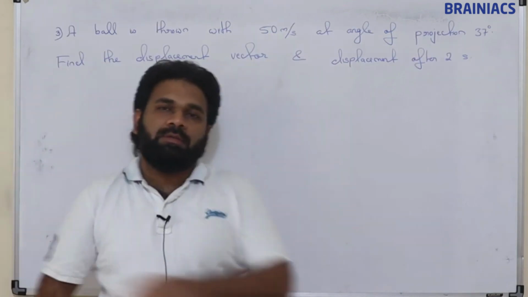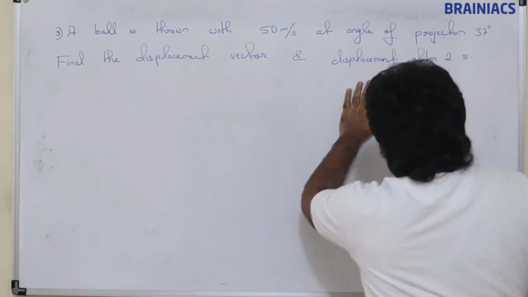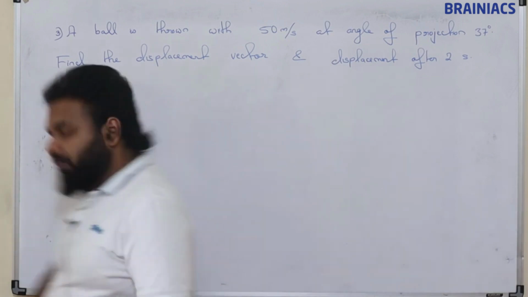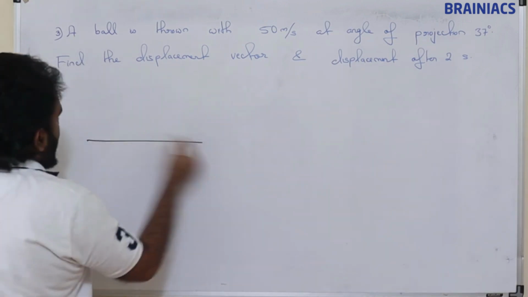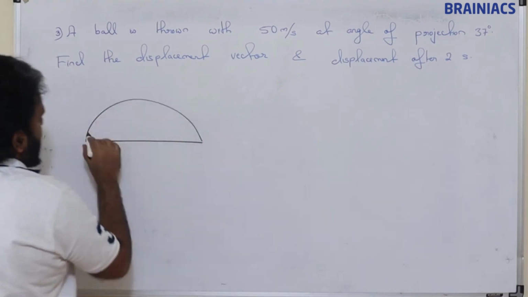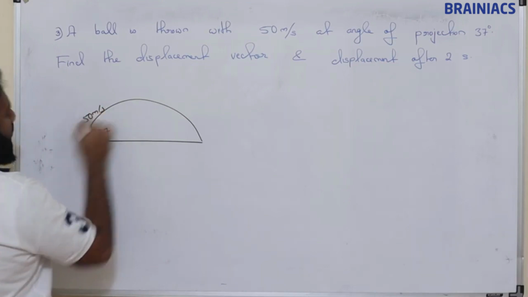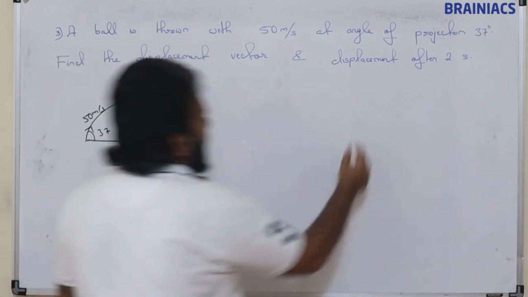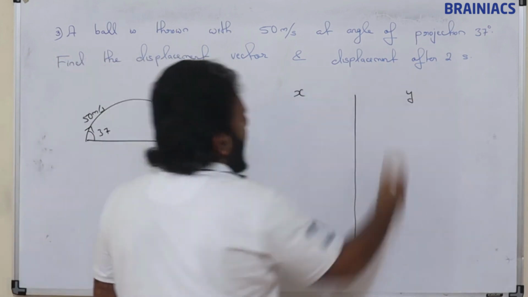Another question, with the same data, but they are asking for the displacement vector and displacement after 2 seconds. A ball is thrown at 50 meter per second at an angle, again 37 degree. Okay, just like this, 37 degree, 50 meter per second. Find the displacement vector and displacement after 2 seconds. Again the same approach, x, y.